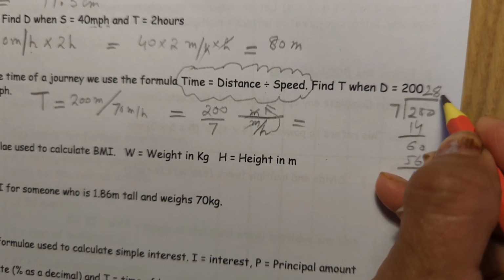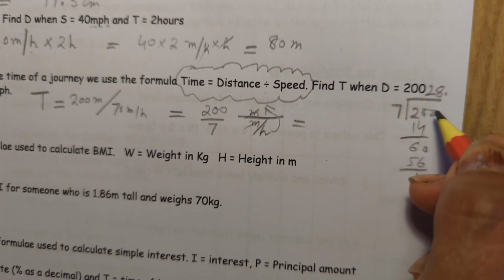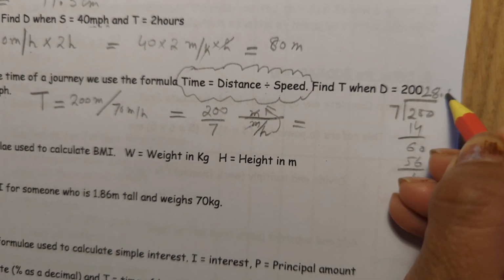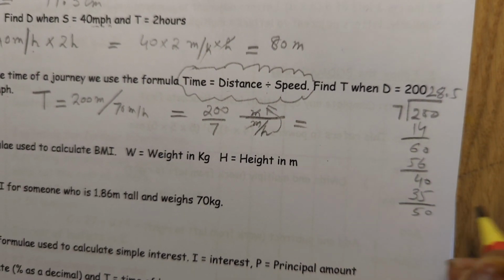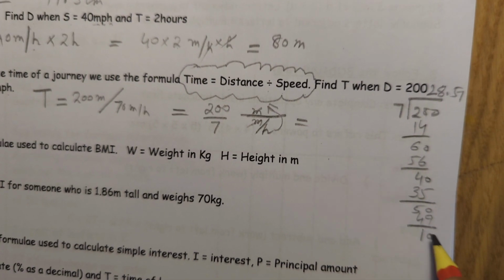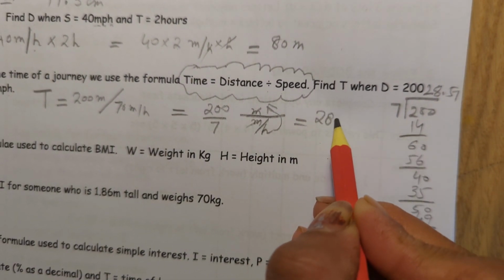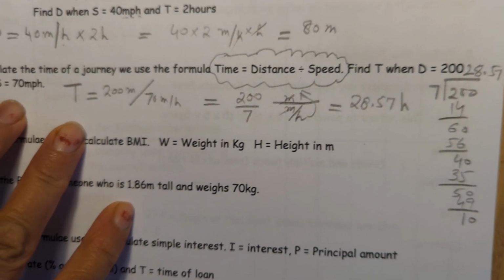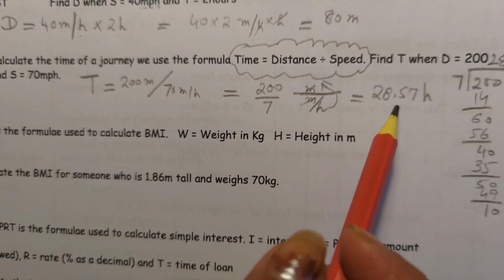So next 0 we are taking, so I will put a point sign here, and after this point sign, the number of zeros I can use here, right? So 7 times 5 will be 35, and 7 times 7 is 49, and 1 and 0 it will go on. So our answer will be like 28.57 hours. So this is our time, and the unit of time will be hour.